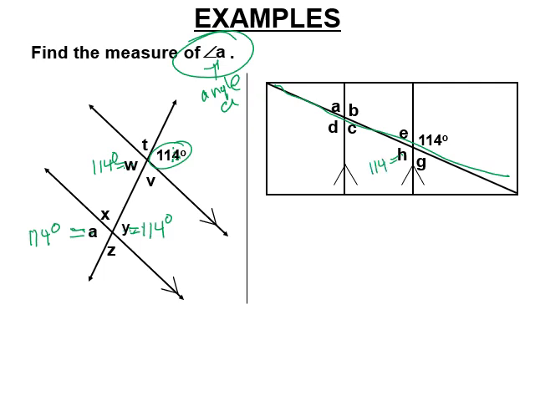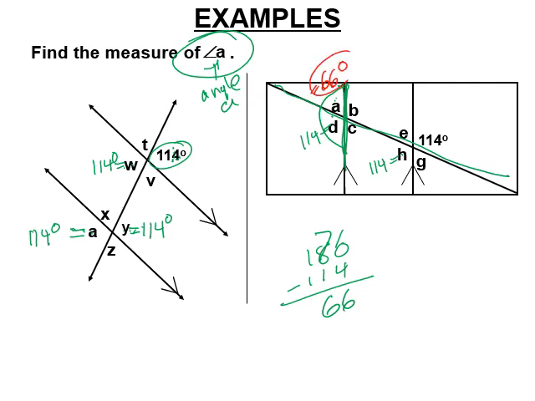All right. D here is 114. All right, but A is not 114, right? Because A here is along this straight line. So A is supplementary, right? It adds up to 180. So we're going to borrow. And I'm getting 66 degrees for A.